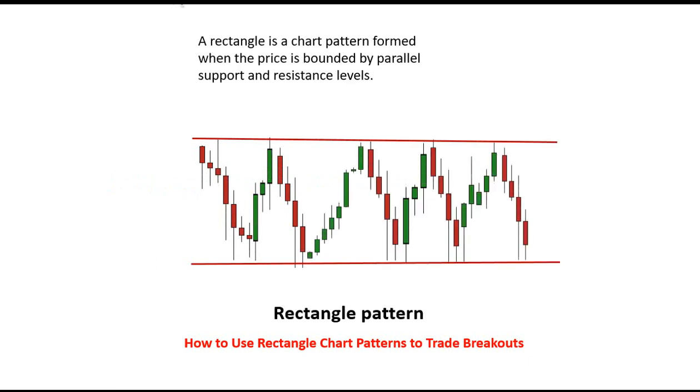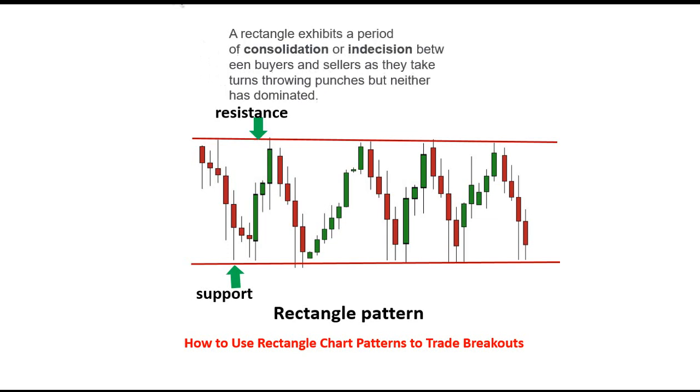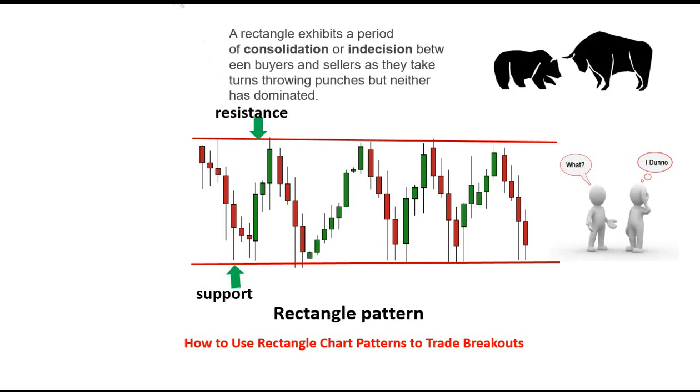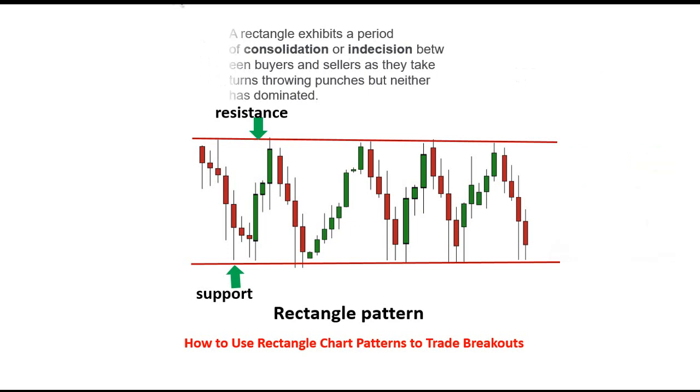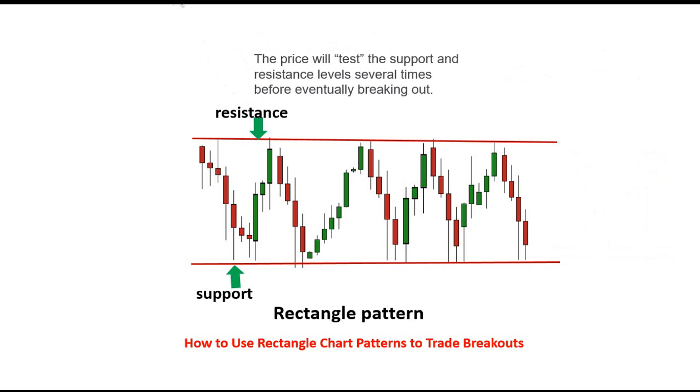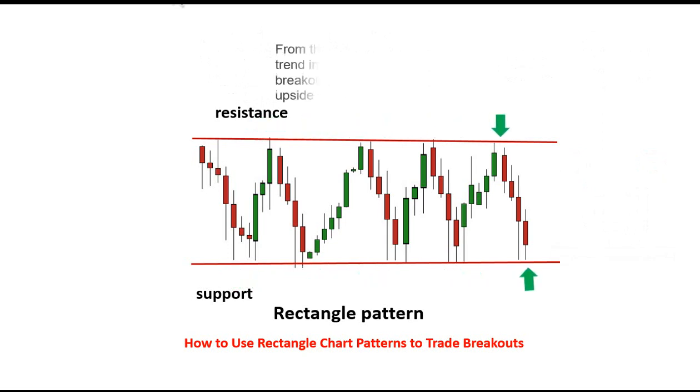A rectangle is a chart pattern, formed when the price is bounded by parallel support and resistance levels. A rectangle exhibits a period of consolidation, or indecision between buyers and sellers, as they take turns throwing punches, but neither has dominated. The price will test the support and resistance levels several times, before eventually breaking out. From there, the price could trend in the direction of the breakout, whether it is to the upside or downside.